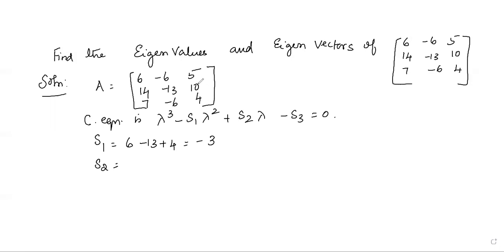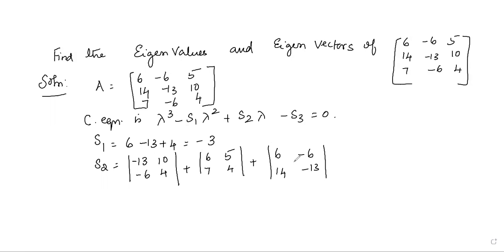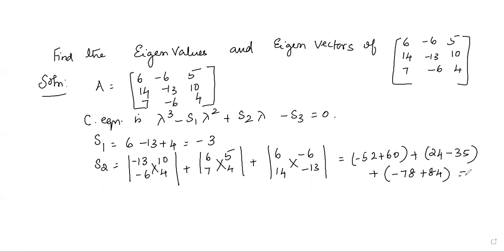And S2 is equal to sum of the minors of the main diagonal elements. So for 6, the minor matrix is minus 13, 10, minus 6, 4. And for the next diagonal element, minus 13, leaving the second row and second column, take the remaining elements, you will be getting 6, 5, 7, 4. Then plus third diagonal element is 4. So it lies in third row, third column. So leave that and take the remaining elements, 6, minus 6, 14, minus 13. On cross multiplication, each determinant, therefore you will be getting minus 52 plus 60, and then plus 24 minus 35, then plus minus 78 plus 84. So therefore the value is equal to 3.